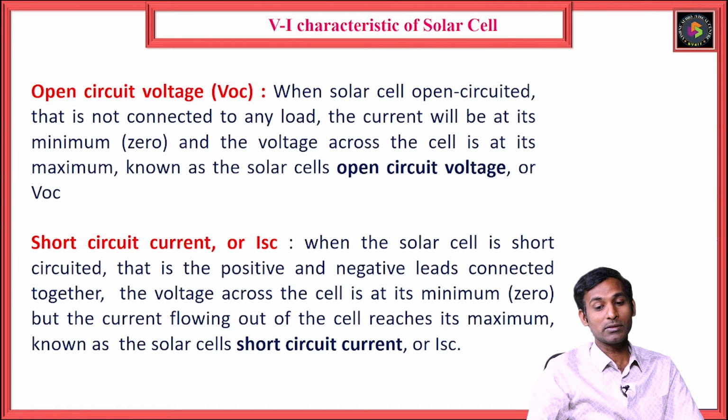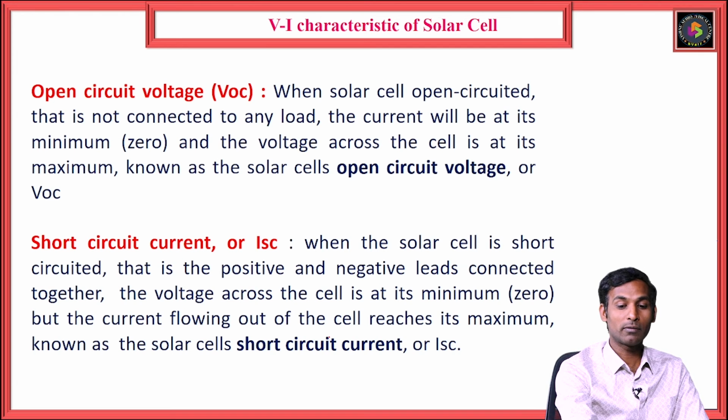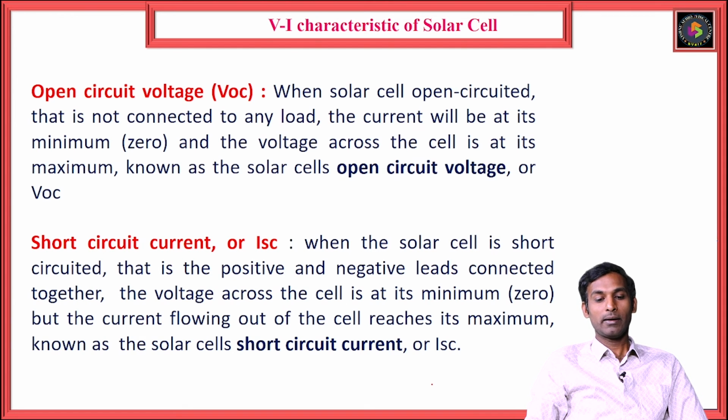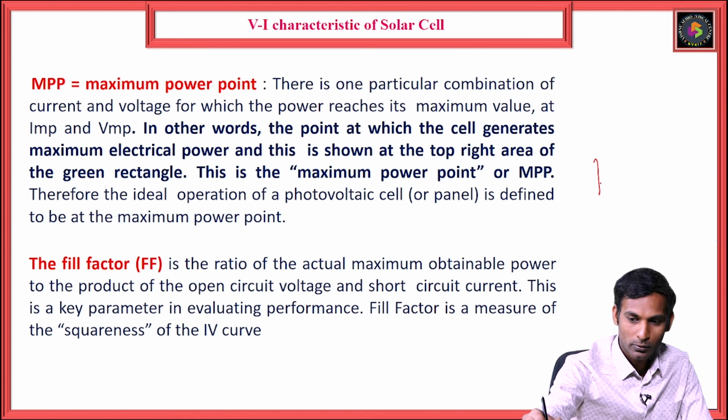The voltage across the cell is minimum, now completely 0, and the current flowing out of the cell reaches maximum. That means the current value is very high. That is said to be the short circuit current, indicated by ISC. Short circuit current means V is 0 and I is maximum. Open circuit voltage means current is 0 and voltage is maximum. Now power can be calculated: the maximum power point is P is equal to V into I.